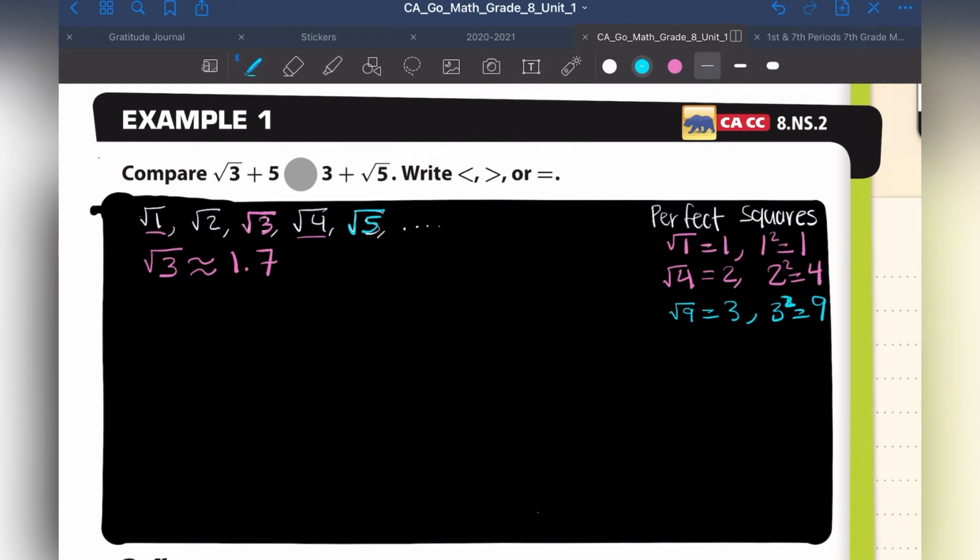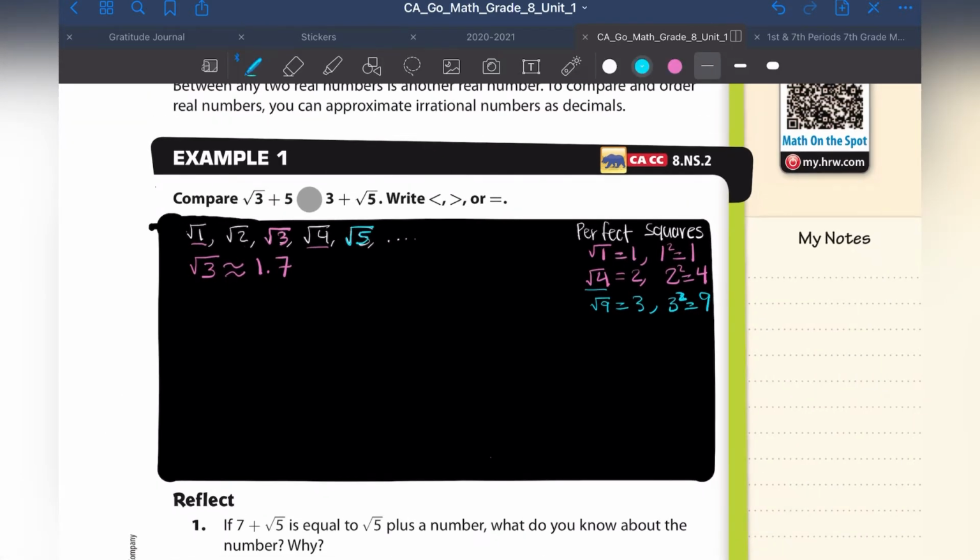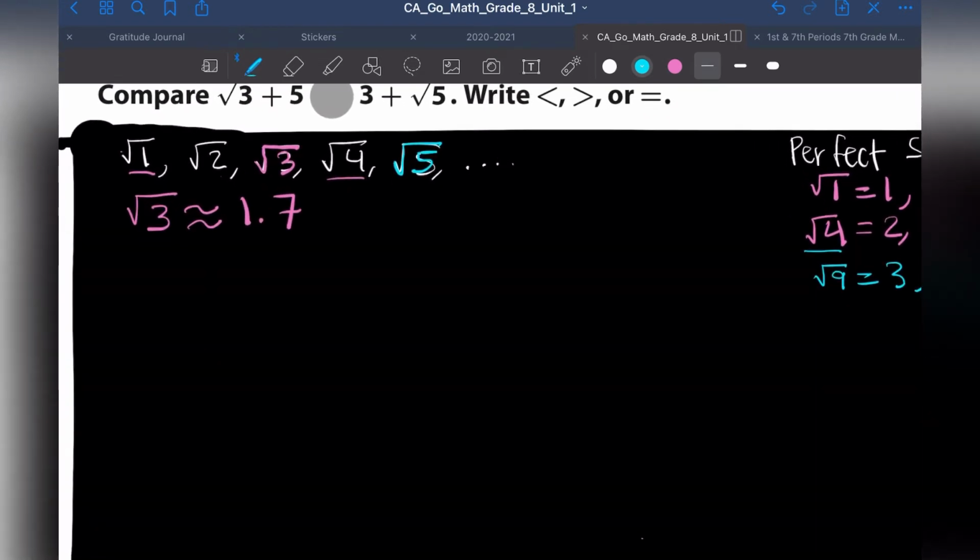But 5 is a lot closer to 4 than it is to 9 because it's right next to it. Versus 9, you have to do 6, 7, 8, 9. So it's too far. So I know that it's close to 4, so I'm going to use that to find my approximation.